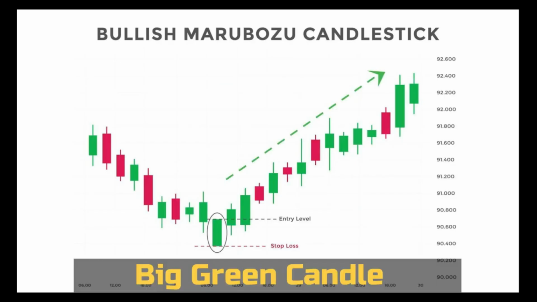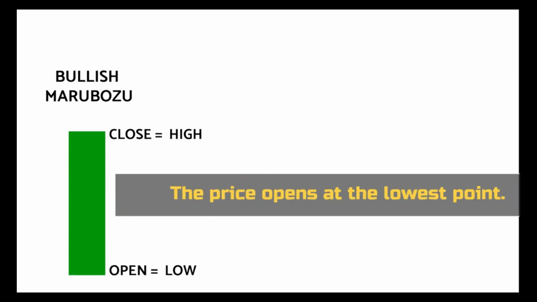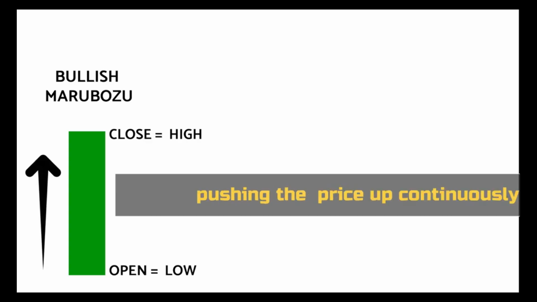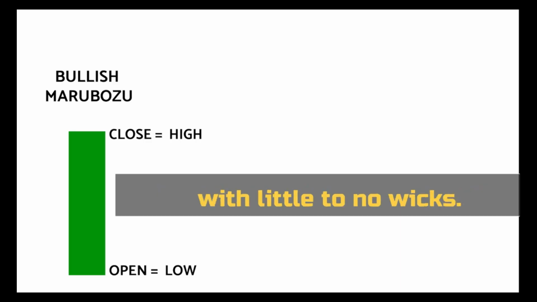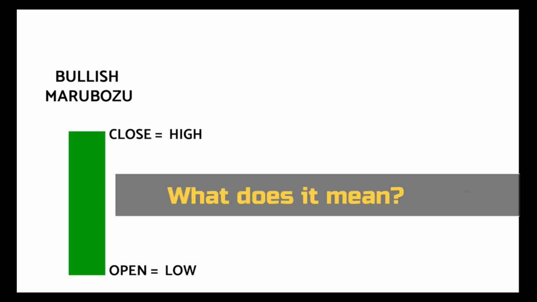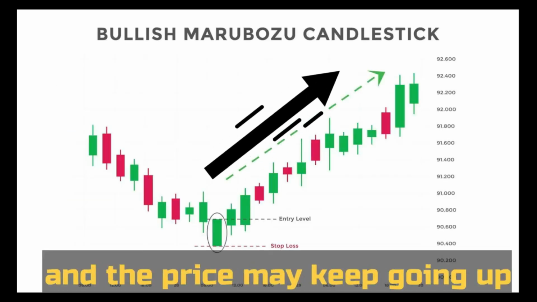Now, the big green candle. This is a powerhouse of bullish momentum. Here's what happens. The price opens at the lowest point. Buyers dominate, pushing the price up continuously. The candle closes at its highest point with little to no wick. What does it mean? The market is very strong and the price may keep going up.